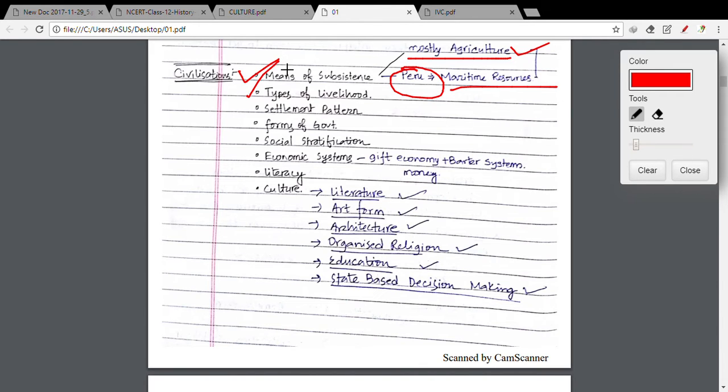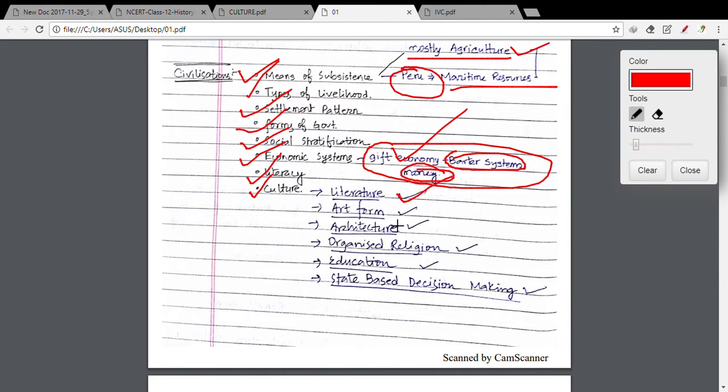Now, in a civilization, there will be different types of livelihood. There will be a settlement pattern, forms of government, social stratification, economic systems, literacy, and culture. Now, in the old time, there was a gift economy, means the king or the ruler used to take gifts from the common people, which later got translated into barter systems, and in some later period it becomes money. Now, in culture, we will include the literature, the art forms of that time, the architecture, the organized religion, education, and an important thing, state-based decision making is also a culture.